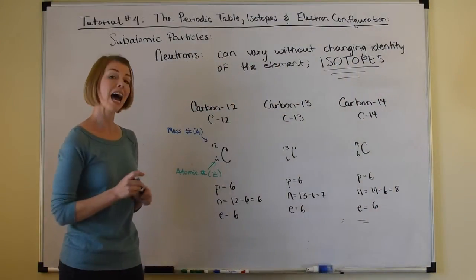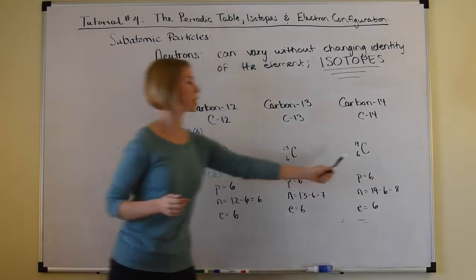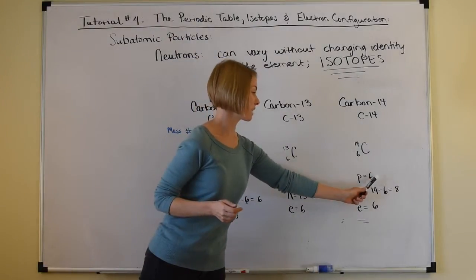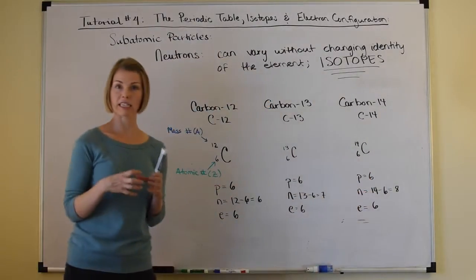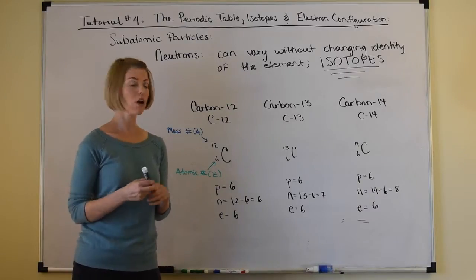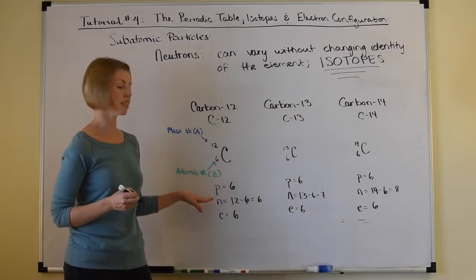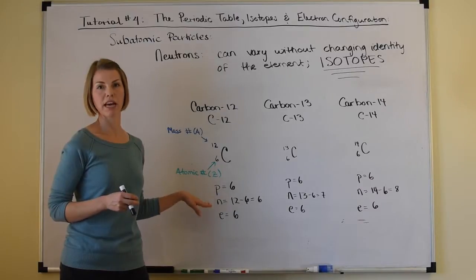Okay, so the heaviest isotope of carbon would be carbon-14. It has 6 protons and 8 neutrons in that dense central core known as the nucleus, whereas carbon-12 only has 6 protons and 6 neutrons, so this is going to be the lighter of the 3.